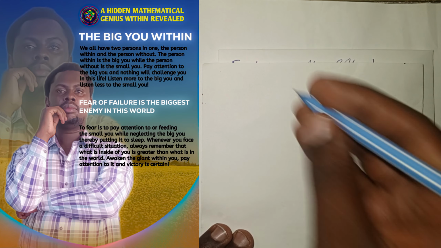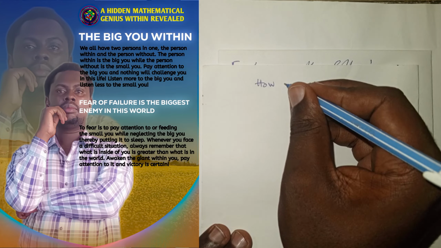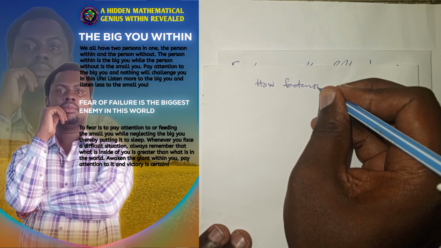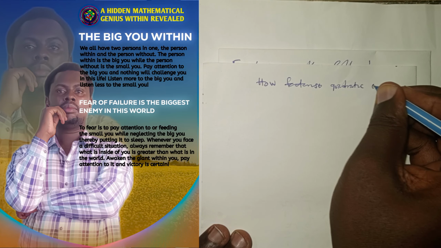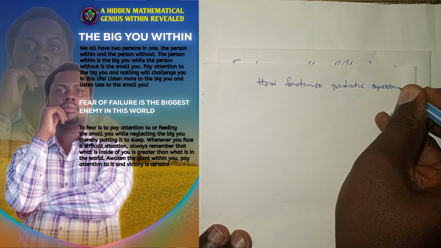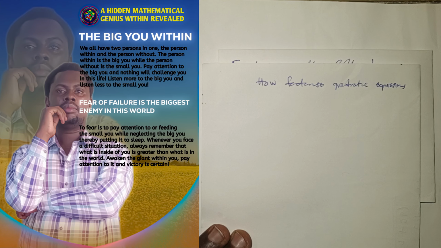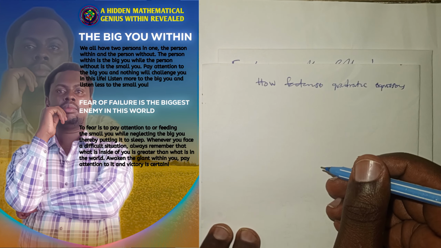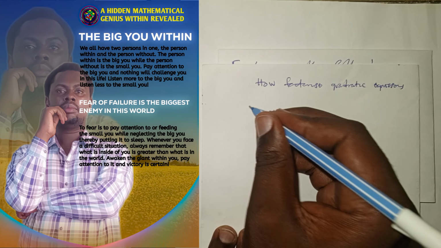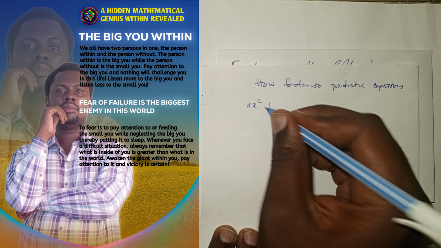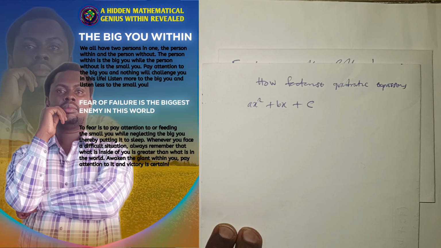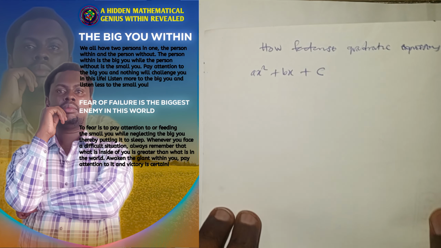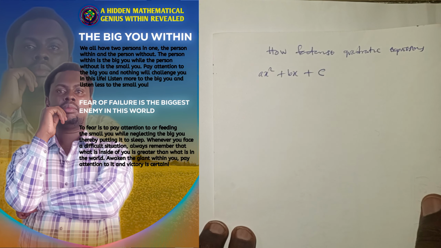How to factorize quadratic expressions. So first thing, we know that a quadratic expression is given by the form ax squared plus bx plus c. So if you are told to factorize, what you do is you follow the following steps.